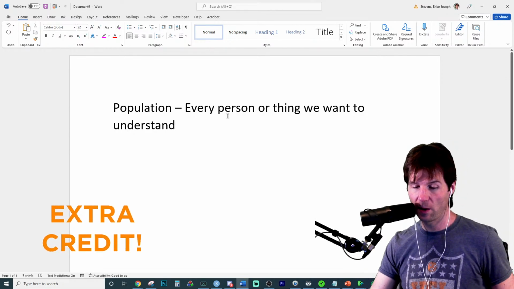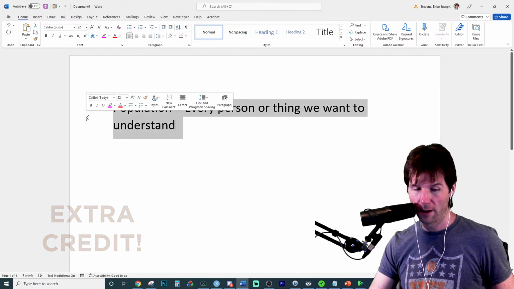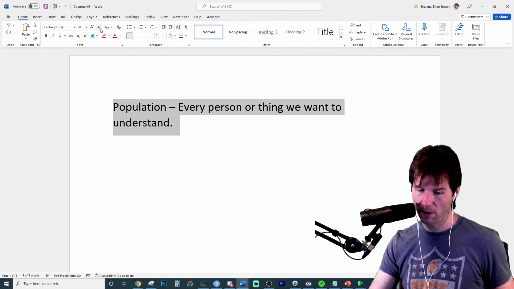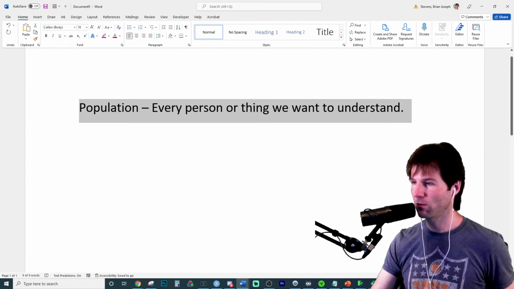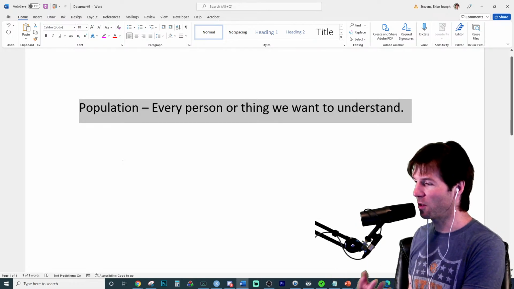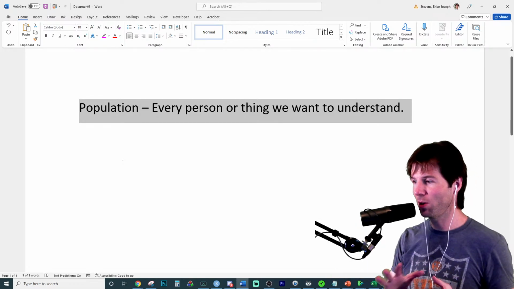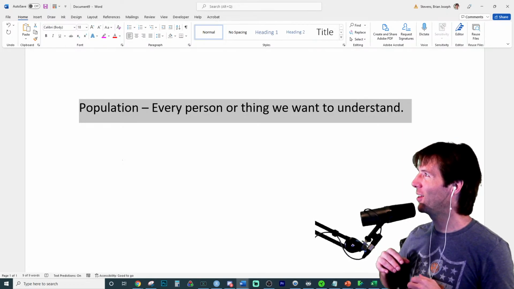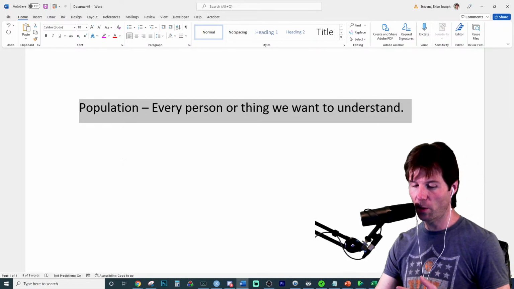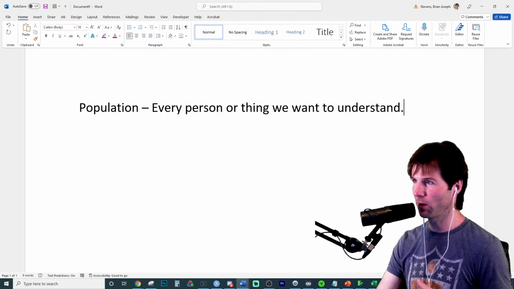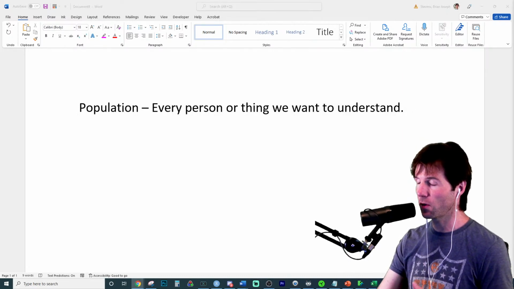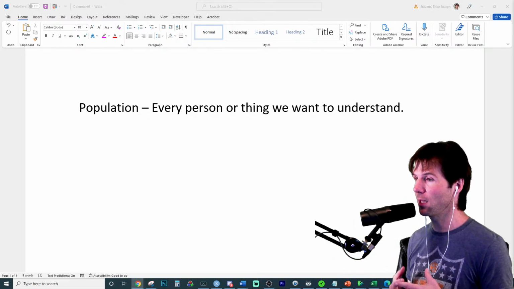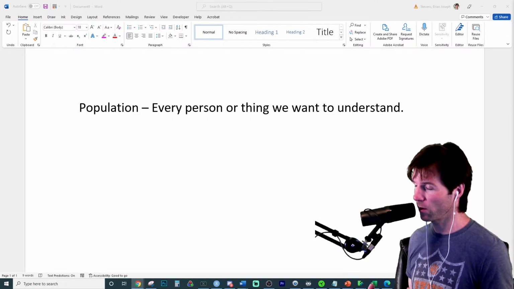Every person or thing we want to understand. We could want to understand cookies, like maybe we're making cookies and we want the chocolate chip density of the cookies we make, from this cookie dough recipe. And then we figure out, on average, what would we expect for chocolate chips within the cookies? So you might say we want to understand the cookies. The cookies are the population. Now, we also might want to understand what people think of the cookies. Then the population of interest would be people rating the cookies.